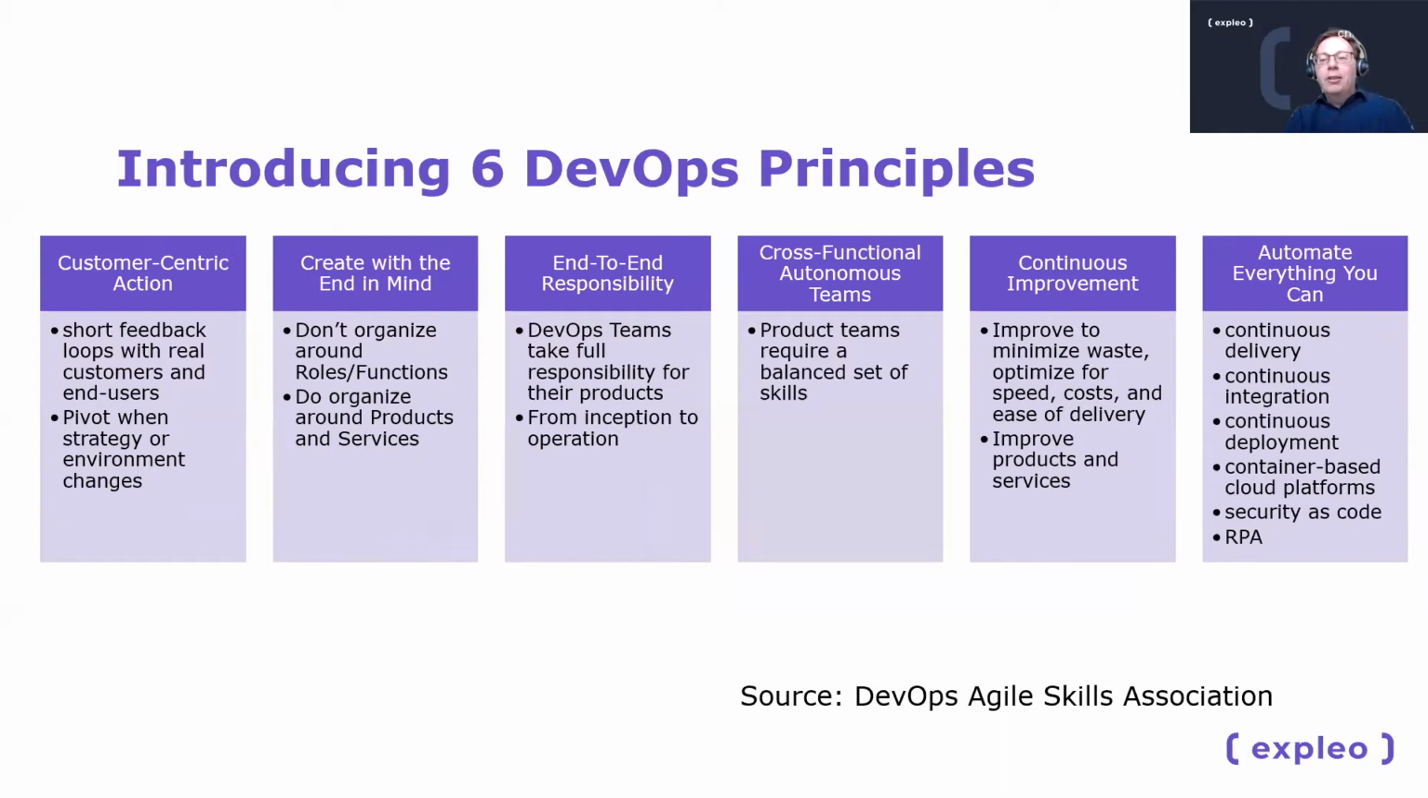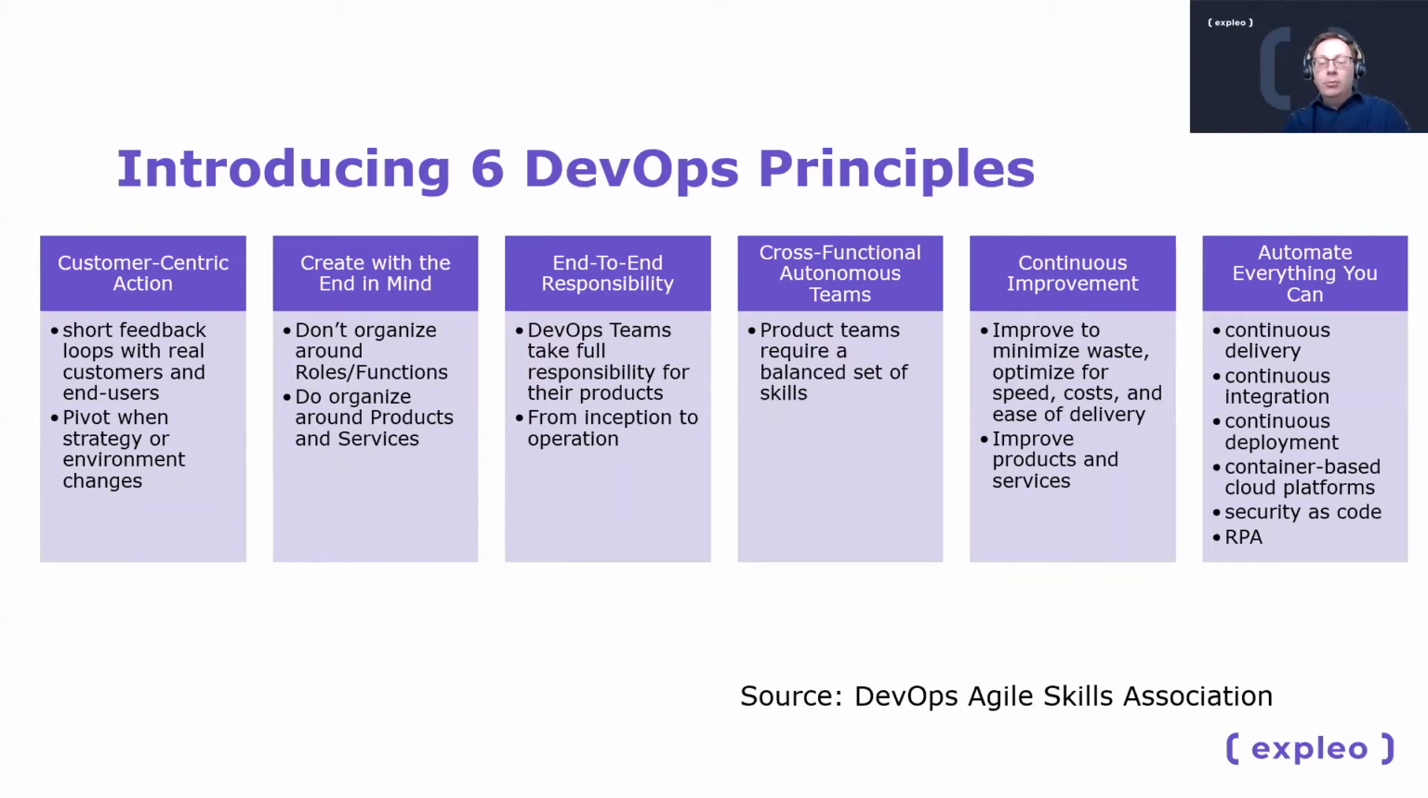Because just quickly, I just want to highlight that these principles are being customer-centric in our actions. We really want to engage customers early and get regular good feedback loops. Create with the end in mind. So we don't organize ourselves around functions or roles, but we do think about organizations that organize around products and services.